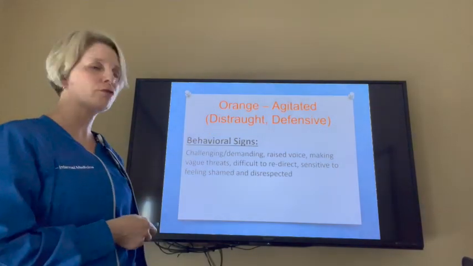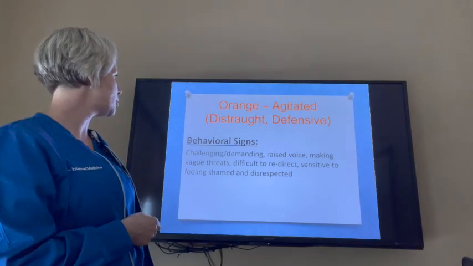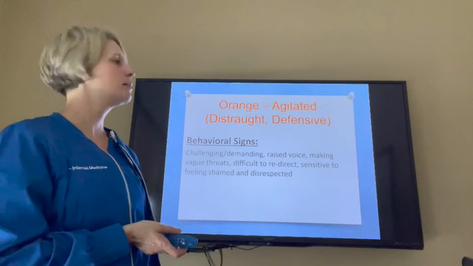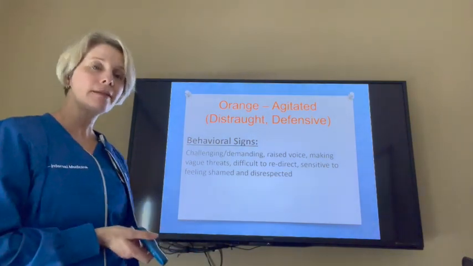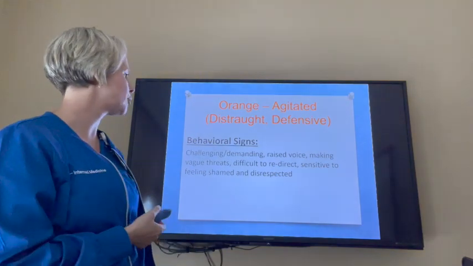Our agitated, distraught, defensive patient. So behavioral signs we could potentially see, they could be challenging, demanding. They may have a raised voice. They may be making vague threats. They may be difficult to redirect or sensitive to feeling shamed or disrespected.